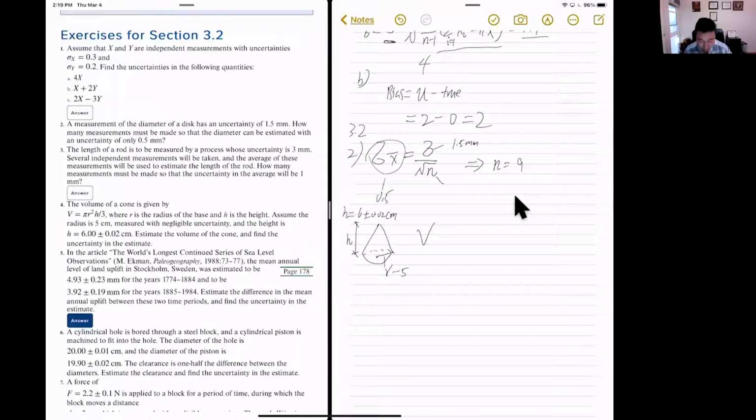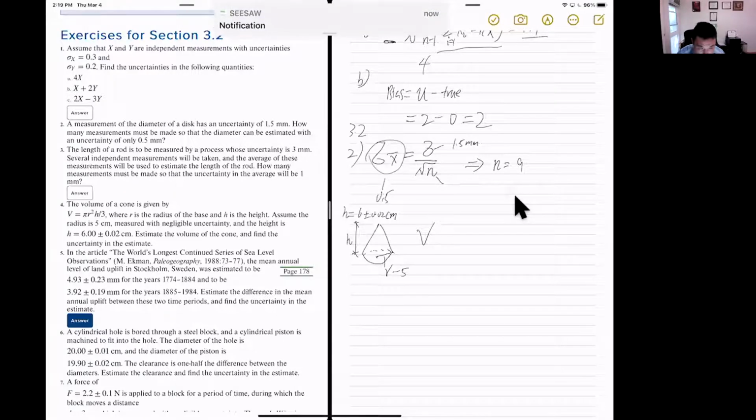Estimate the volume of the cone and find the uncertainty in this estimate. Okay. So the volume is a function of h and r. H has uncertainty of 0.02. R has no uncertainty, negligible.